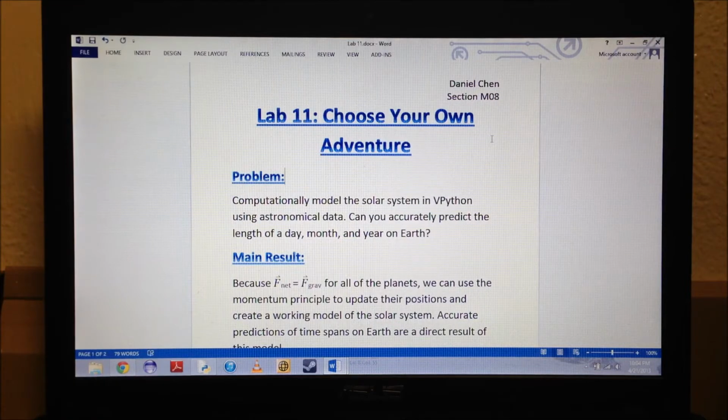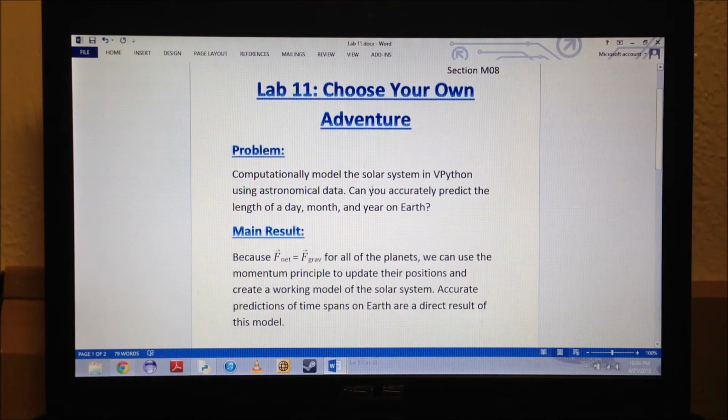So for my problem, I decided to model the solar system in VPython. Can you accurately predict the length of a day, month, and year on Earth? The main result was that because Fnet is equal to the force of gravity for all of the planets, we can use the momentum principle to update their positions and create a working model of the solar system. And accurate predictions of time spans on Earth are a direct result of this model.